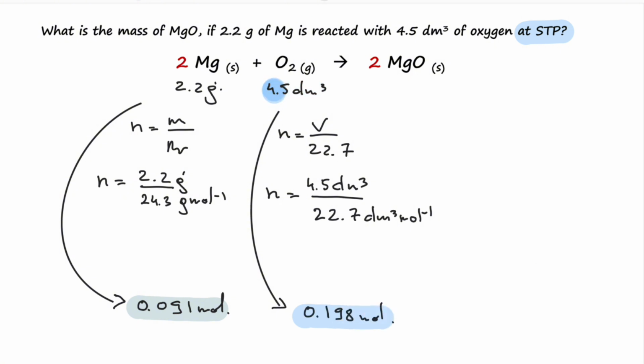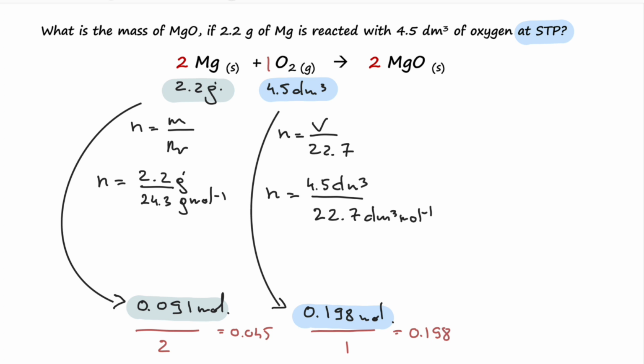From this value and from this value, the question is how you will find the excess and limiting reagent? Again guys, you will do the same, just divide this value by 2 and you will get 0.045. If you will divide this value by 1, because coefficient here will be 1, I mean before the oxygen, you'll get the same number, 0.198.